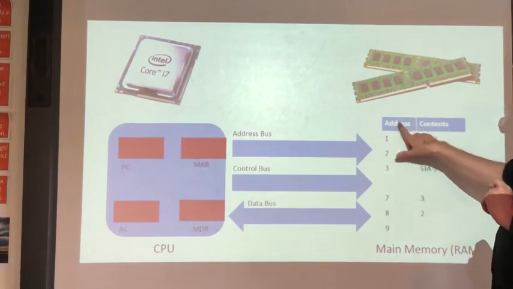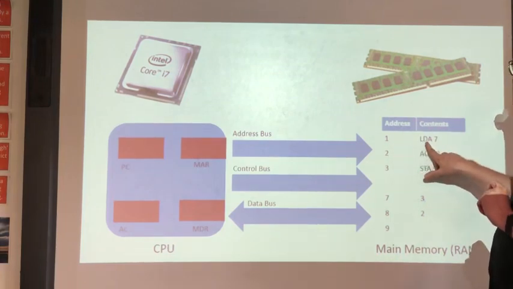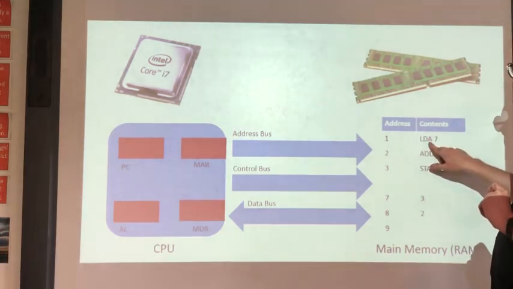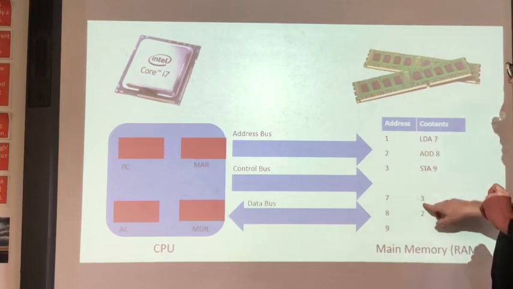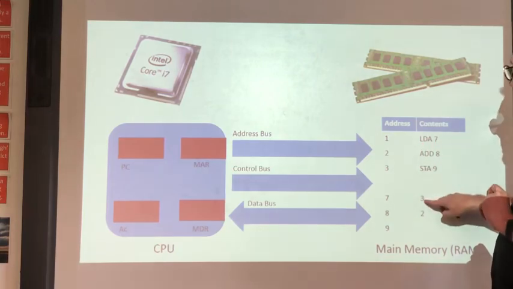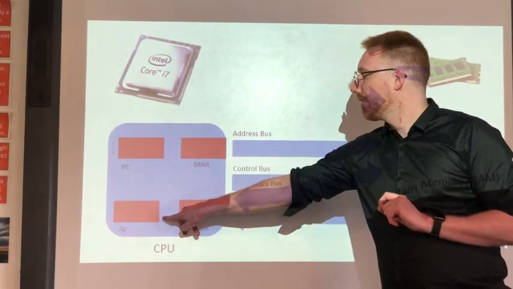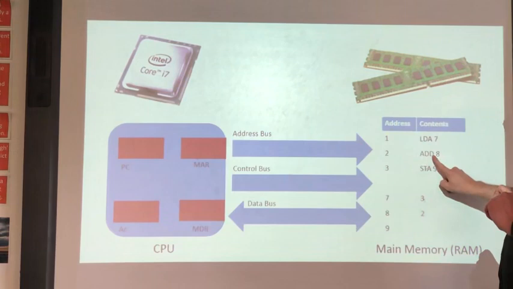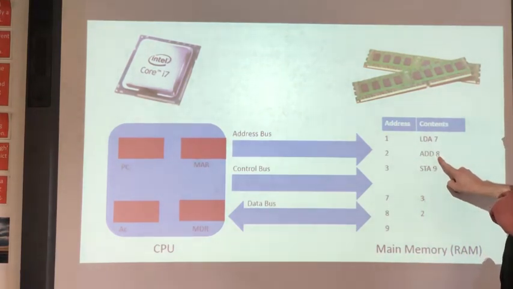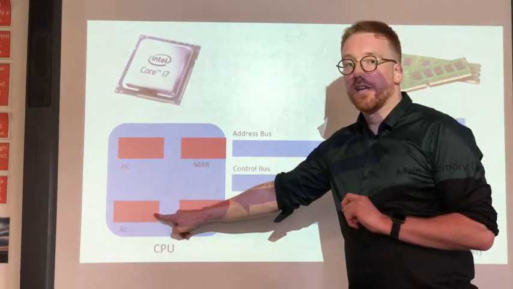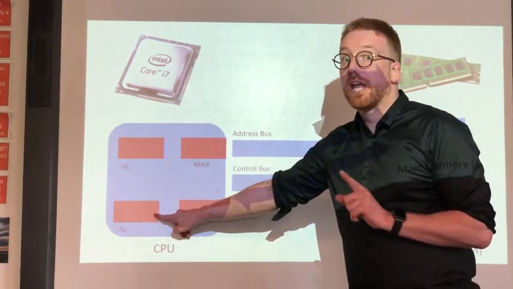The first command here is in memory address 1, LDA 7. LDA 7 says load into the accumulator whatever value is in memory location 7. So this instruction will ultimately cause 3 to get loaded into the accumulator. The next instruction says add into the accumulator whatever is in memory address 8. So this will result in 2 getting added to that 3 in the accumulator. So we'll get 5.